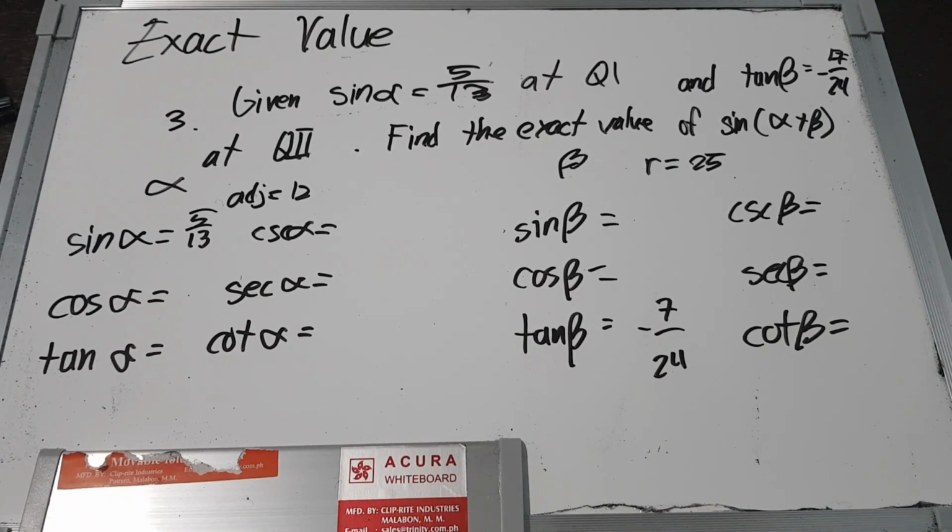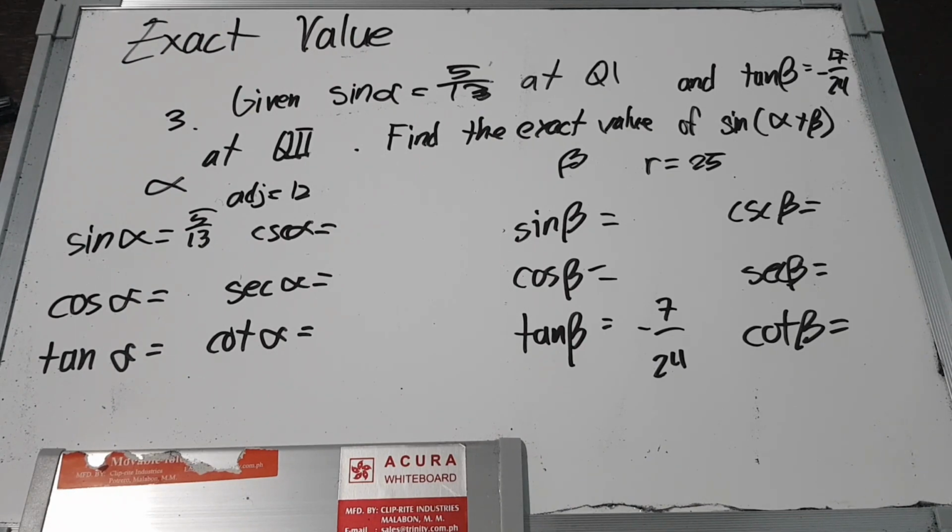Finding the exact value using the sum and difference. Consider this example. Given sine alpha equals 5 over 13 at quadrant 1 and tangent beta equals negative 7 over 24 at quadrant 2, find the exact value of sine alpha plus beta.